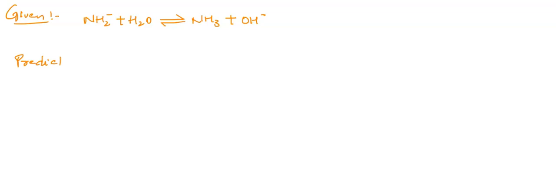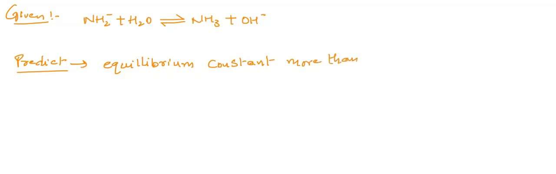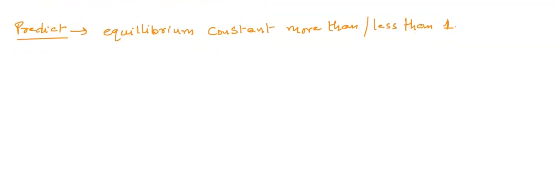In this question, given that a reaction in which NH2⁻ reacts with water in equilibrium gives NH3 and OH⁻, we have to predict whether the equilibrium constant for this reaction is more than or less than 1. So we are coming on to the solution now.